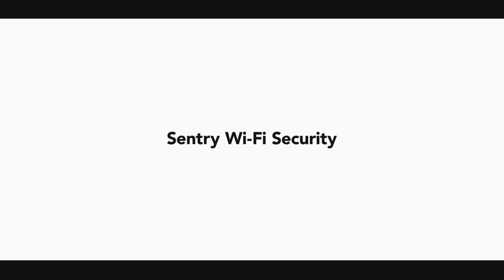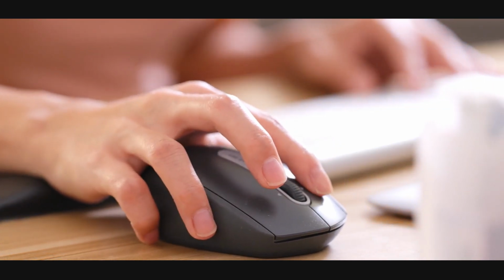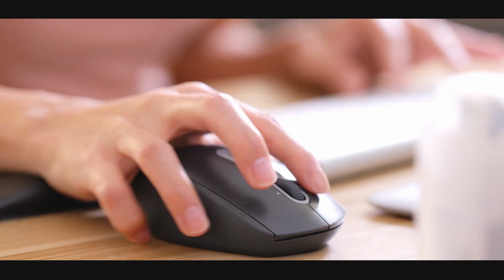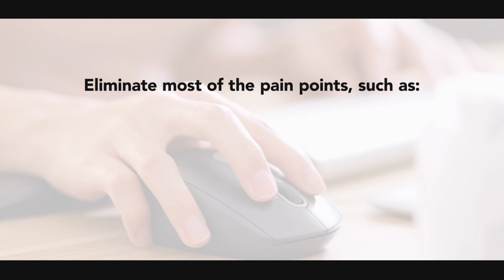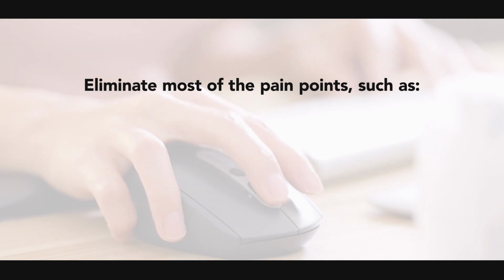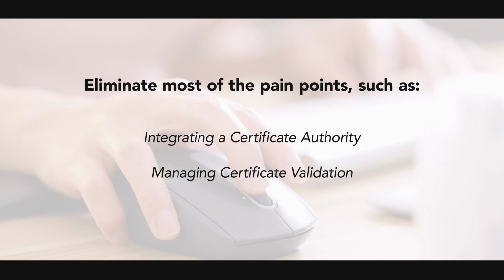Sentry Wi-Fi Security enables secure wireless connections between your endpoint devices and Cisco Meraki MR access points. In just a few clicks, you can deploy automatic EAP-TLS certificate-based Wi-Fi profiles to your device fleet, eliminating most of the typical configuration pain points such as integrating a certificate authority or managing certificate validation.